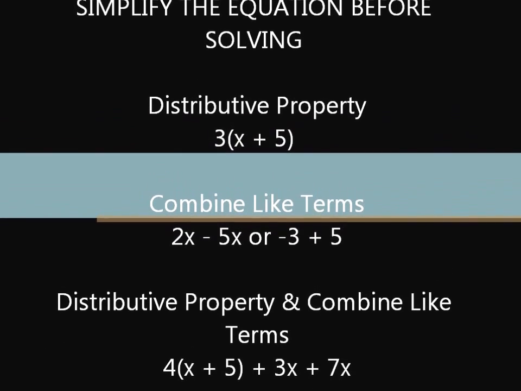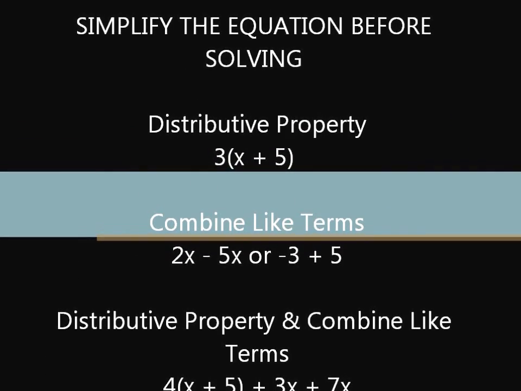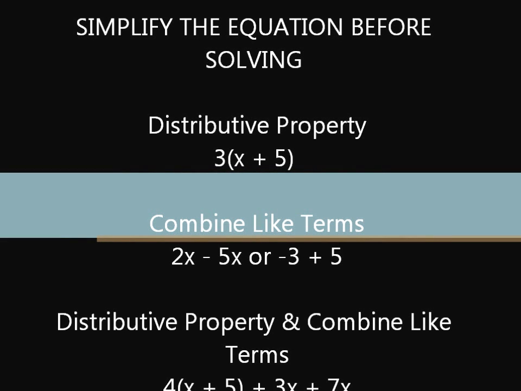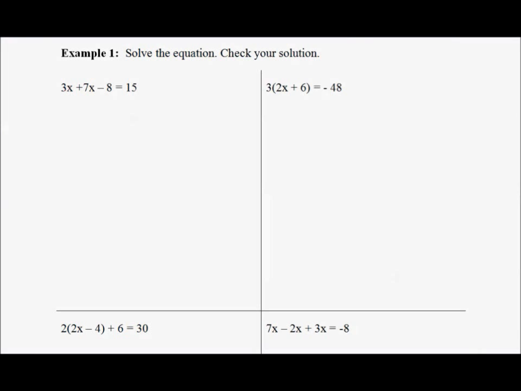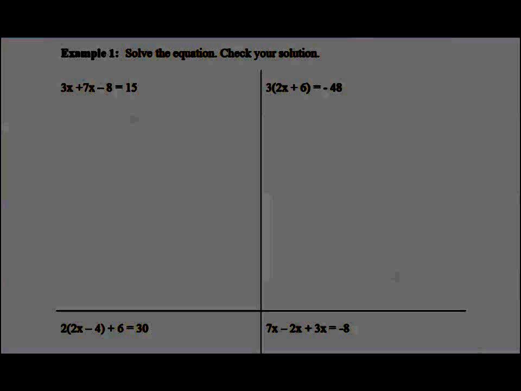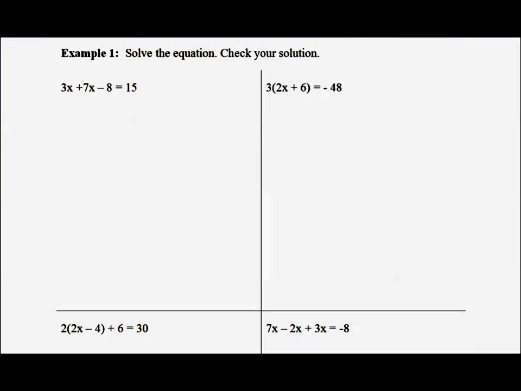In this lesson, you will learn to solve equations that require you to simplify one or both sides of the equation before solving. You may have to apply the distributive property, combine like terms, or apply the distributive property and combine like terms. In lesson 1.3, you learned how to combine like terms. And in lesson 1.4, you learned how to apply the distributive property. Well, in this lesson, you will use those skills to solve equations. So let's go ahead and get started.